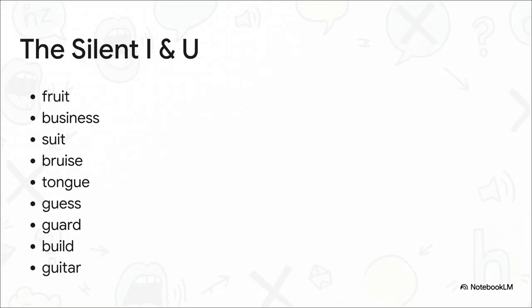Okay, what's really fascinating here is how these vowels sometimes work as a team. In fruit and suit, the I is silent, just letting the U do all the talking. And check out the U in guess, guard, build, and guitar. It's not really there to be heard. Its job is to make sure the G stays a hard G sound. It's basically a helper letter. It's just like that famous silent E at the end of words like make or sight, which exists only to change the sound of the vowel that comes before it.